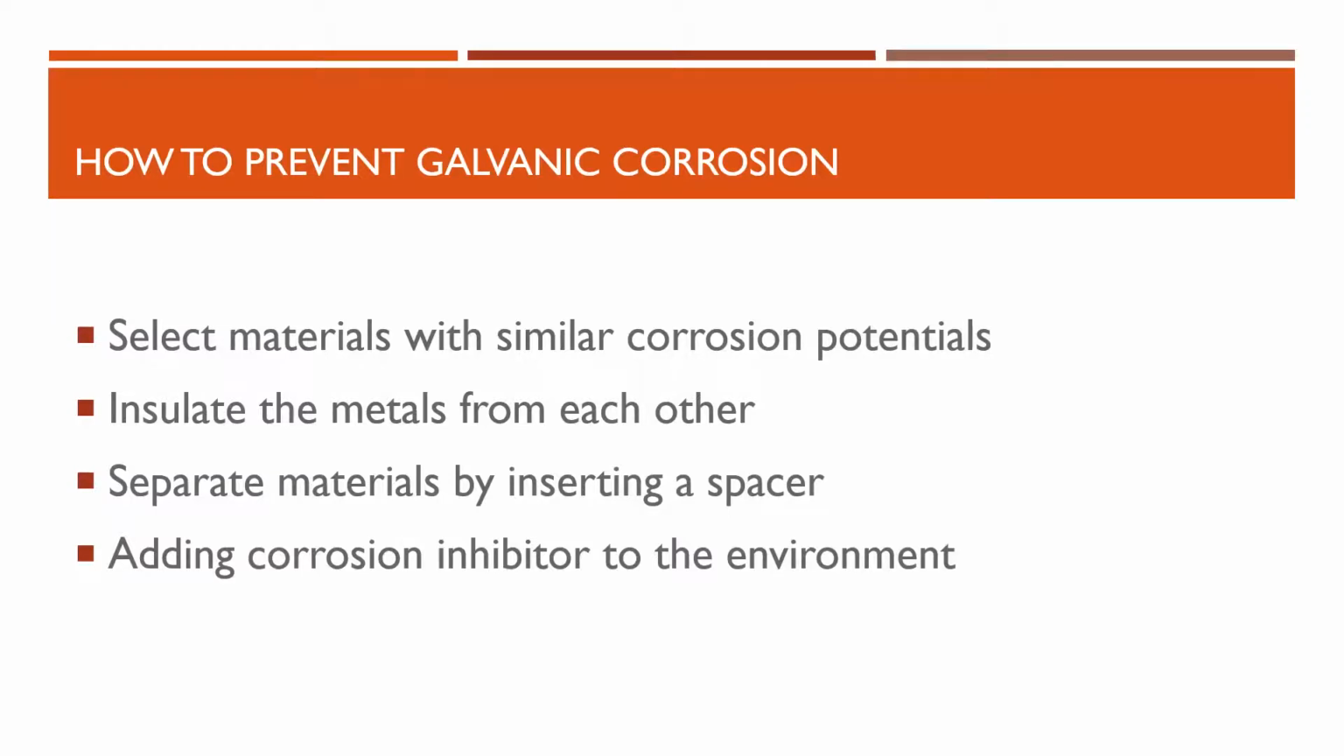One example of a corrosion inhibitor would be to add sodium nitrite into mixed metals like copper and cast iron to reduce galvanic potential. However, adding corrosion inhibitors isn't the best method because there is always the possibility that the inhibitor would increase the conductivity of the water, causing an increase of corrosion potential. The best prevention method is to select materials with similar corrosion potentials.